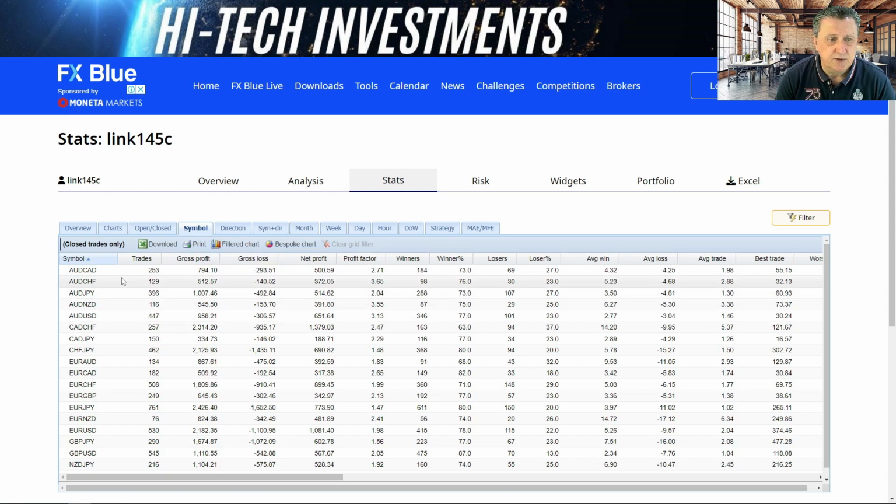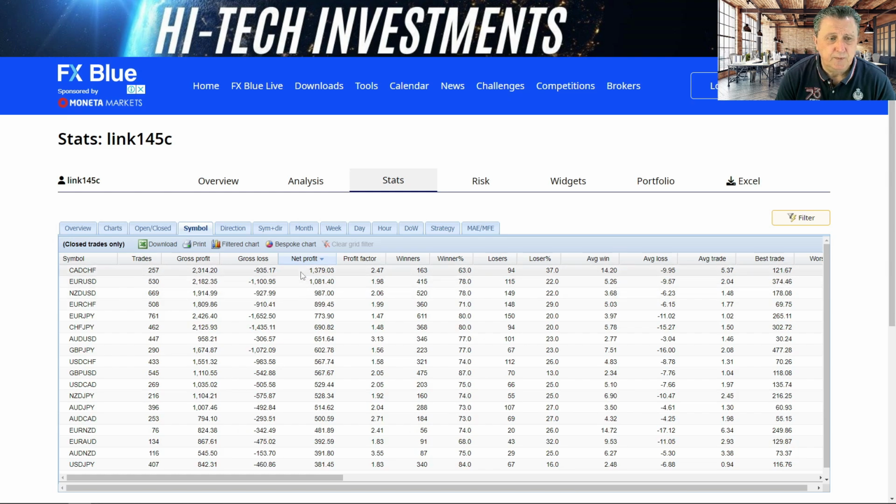So the more important part is maybe the symbols themselves. In here, you can see the individual symbols again, how many trades they've done, and also the net profits that we have. And then you can have a look at the losers and average wins and percentage winners. So in this particular case, let's first have a look at the net profits. The ones that have actually cashed in mostly on this particular EA are the CAD Swiss francs, 1,379, then Euro USD, and then it dropped a bit down to New Zealand USD.